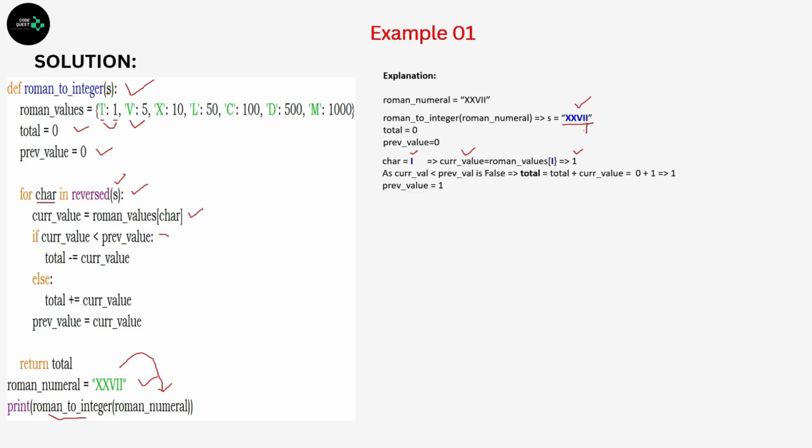Now here we have an if-else where we are checking whether the current value is less than the previous value. We know the previous value we set is 0. Presently the current value is 1. So 1 less than 0 is false.